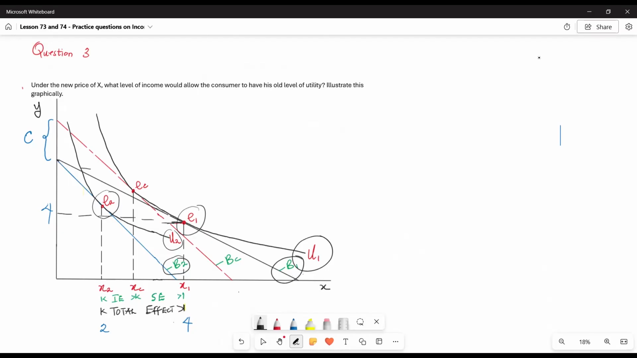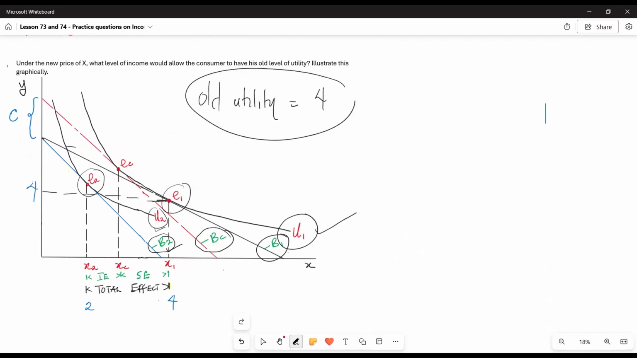The question here is, instead of Ella moving to U2, if we want to keep Ella on U1, even though the prices have changed, then we have to compensate Ella with enough income to move her from budget constraint B2 to budget constraint BC. We know that the old utility is 4. This is Ella's utility before the change in price. So the aim of this question is to help us split the total effect into substitution and income effect.